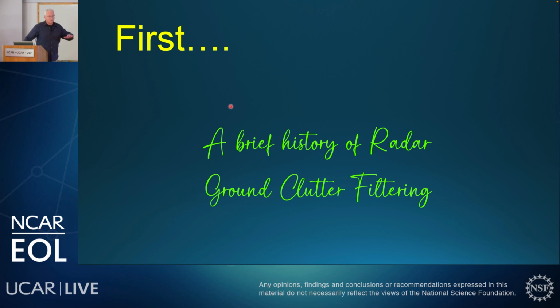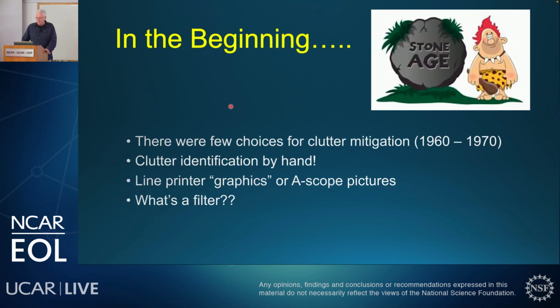Before I really jump into the meat of the presentation, I think it's beneficial to take a look at the brief history of radar clutter filtering and why we are where we are today. Well, we've got to go back to the beginning, and in the beginning there were a few choices really for clutter filtering back in the 1960s. You could do clutter identification by hand, maybe. You used line printers to get graphics, or maybe an A-scope. You could take a look at the data, and what's a filter? I mean, there was no filtering going on back then. So this was the very, very beginning.